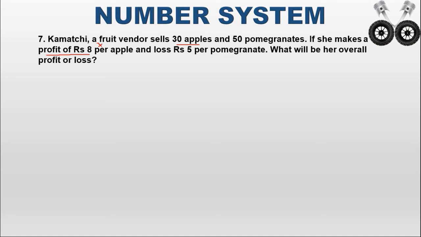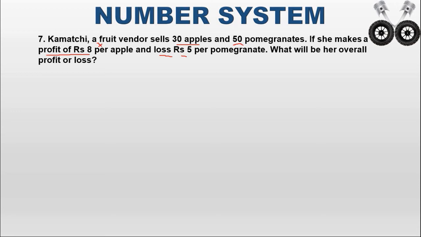Okay, so how many pomegranates did she sell? She sold 50 pomegranates. So the pomegranate sale is a loss. Loss means you have to put the negative sign. So for one pomegranate, how much loss did she have? She had a loss of rupees 5. That is minus 5. So what they are asking is, what will be her overall profit or loss?